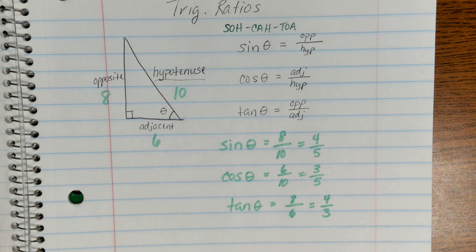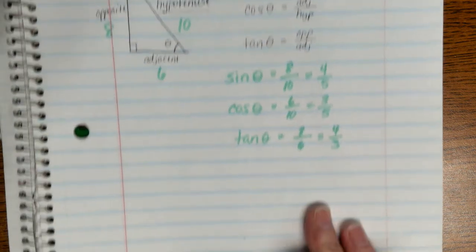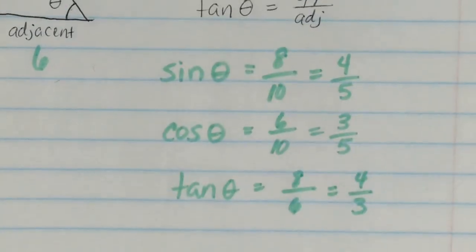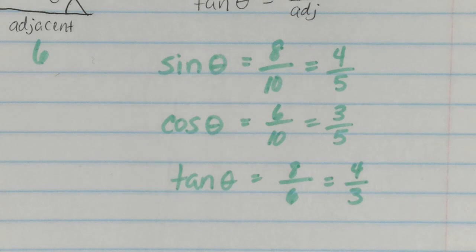Now that being said, what if we weren't using theta? What if we were using the other angle? Is it too light? Let me zoom in a little bit. I'll use a darker color next time, sorry. Can you see them now that I made them bigger? I'll try to use a darker color next time.